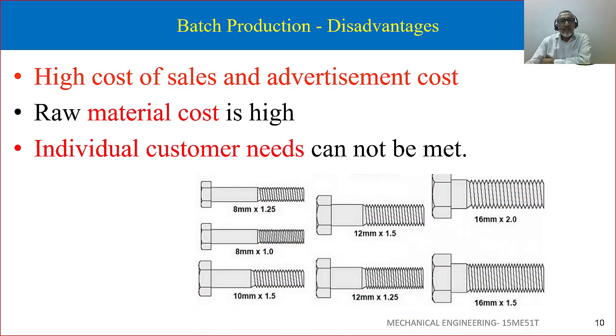That means if you have got bolts like this, you have got an 8 mm bolt, you have got a 10 mm bolt, and if a customer wants a 9 mm bolt, our batch production cannot provide a 9 mm bolt because that is not in our range of products.